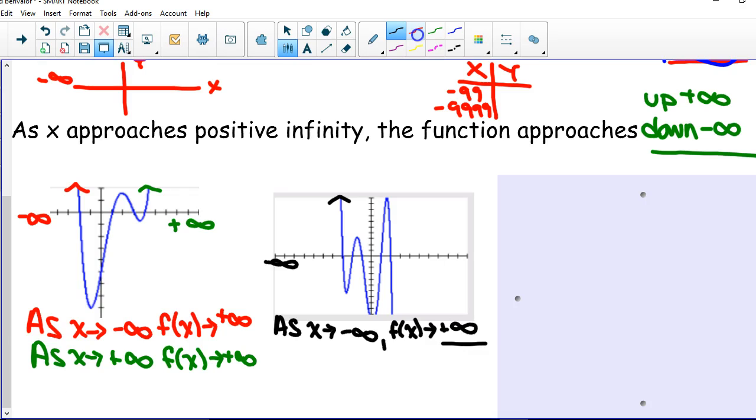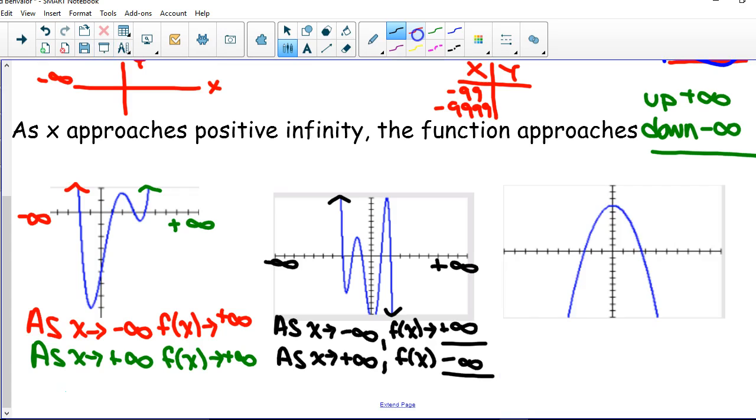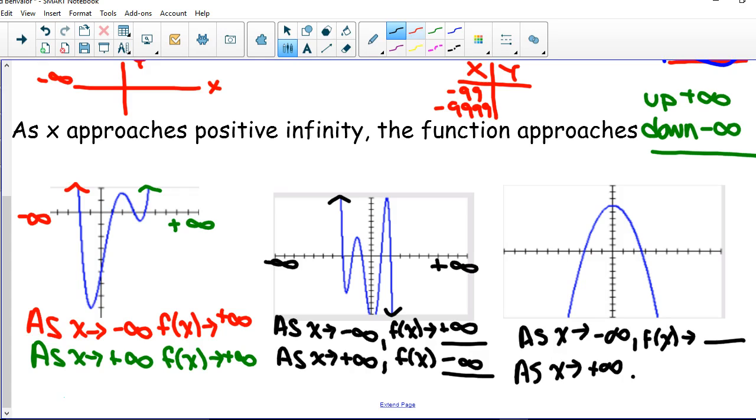As x approaches positive infinity, so the right side of my graph, what's happening to the graph in the end? It's going down. So negative infinity. I want you to try this last one on your own, please, and I'm going to walk around. Fill in the blanks. As x approaches negative infinity, don't say it out loud, f of x approaches blank. And as x approaches positive infinity, f of x approaches blank.